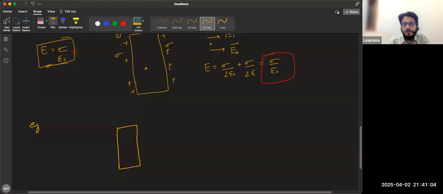Upasna, you were saying something. Is it zero because it's a conductor? Yeah, or you can easily calculate also. No, it should be zero.